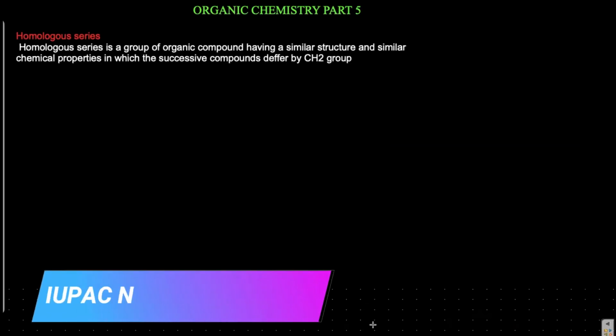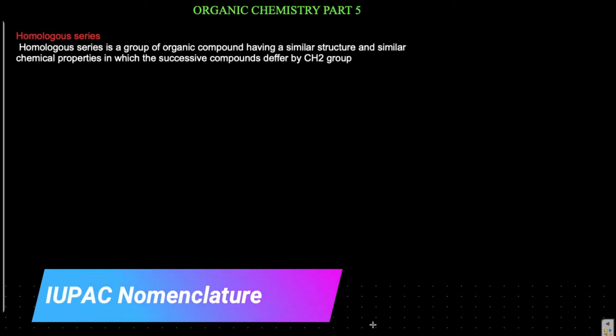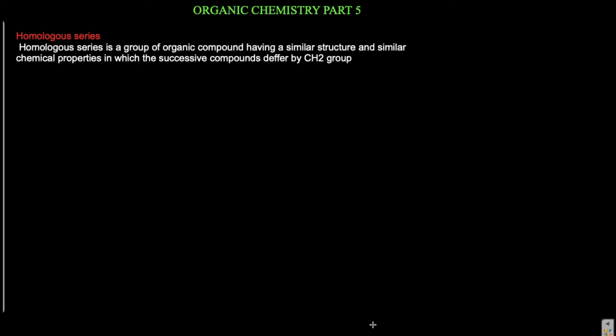Welcome to Mogojastro. Today in this session we are going to discuss the fifth part of organic chemistry, that is the homologous series and the nomenclature. So let us start with the homologous series. We have to know a little bit about the homologous series.